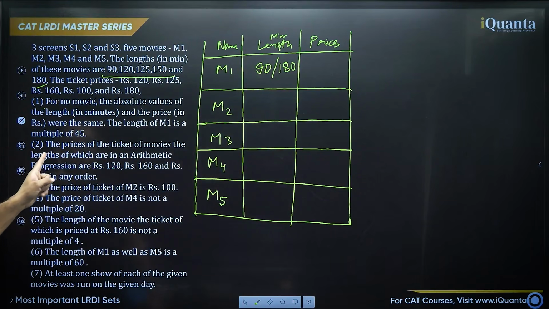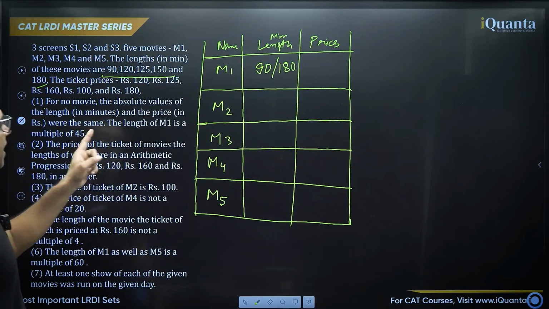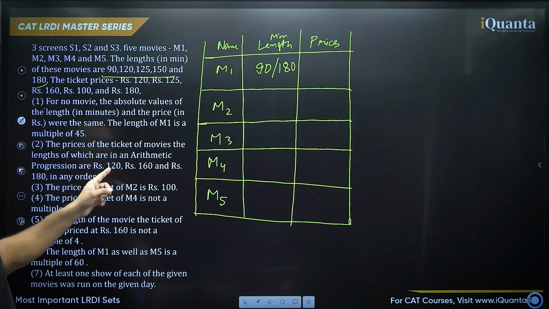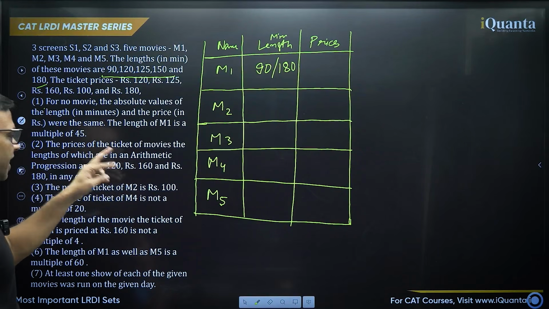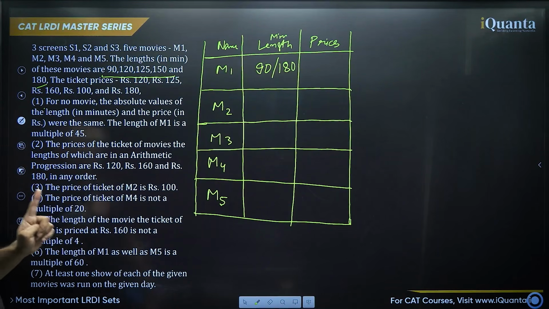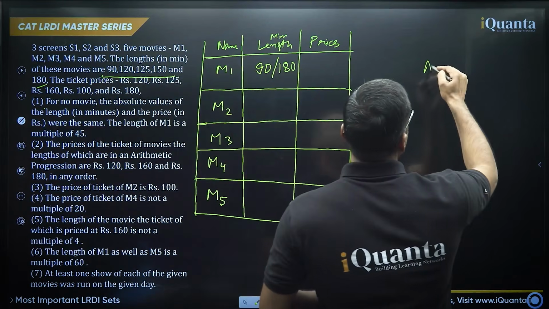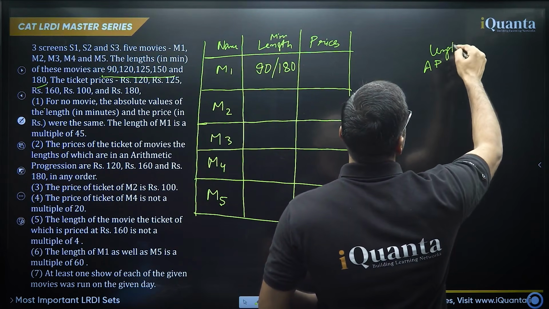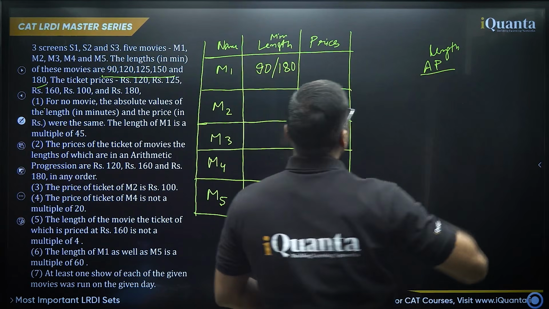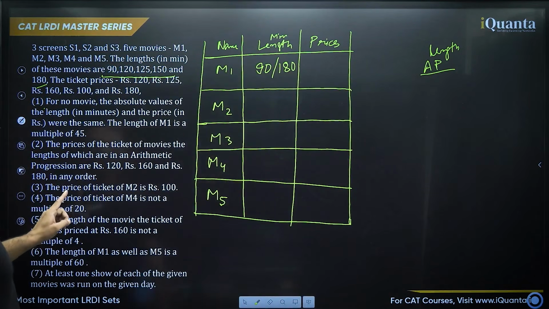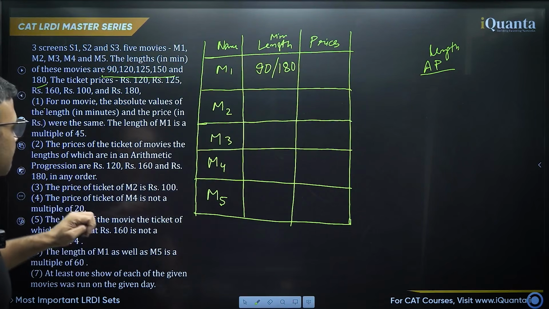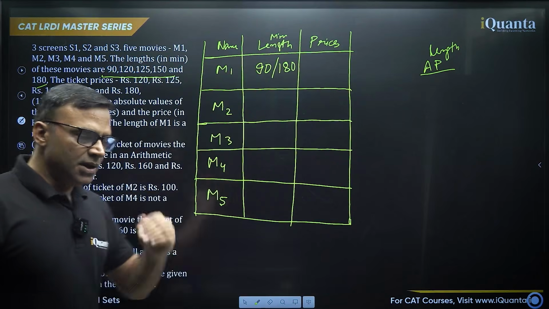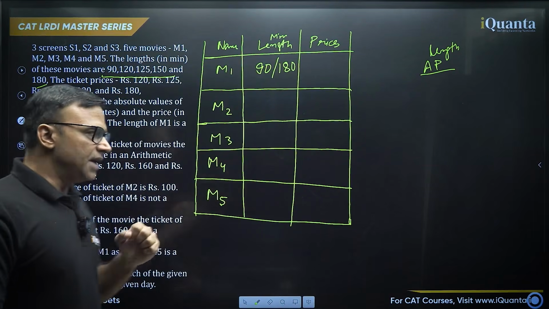Okay. Then the price of the ticket of the movies, the lengths of which are in arithmetic progression, are rupees 120, 160 and 180 in any order. Oh, so we don't know the smallest movie, highest price or any kind of relation. But one thing that we can identify, there are 2 APs in the length. Check that carefully. So in the length, we have to identify those 3 movies, the length of which are in arithmetic progression. Arithmetic progression means the difference has to be constant. The middle value has to be the simple average of the extreme values for 3 values.